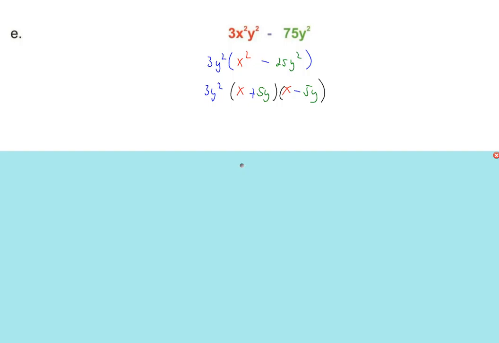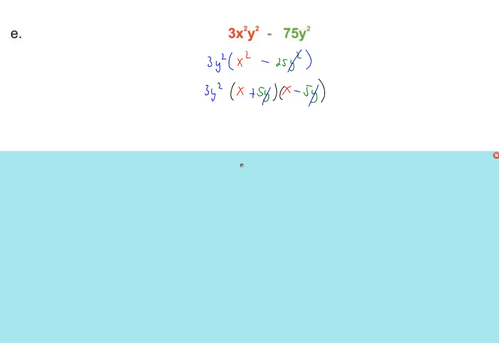there's no y's in the back, thank you. That y's not there. We factored that out, right? That should have been a 25. So 3y squared times the quantity x plus 5 times the quantity x minus 5. Thank you, Ethan. No Kool-Aid for you. It can happen so easily, right? Be careful. Be careful. Be careful.